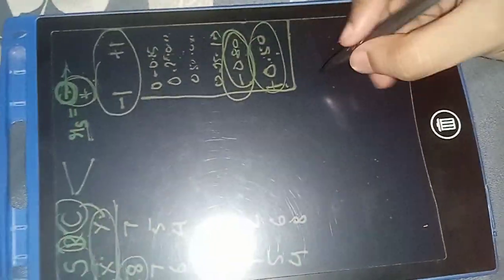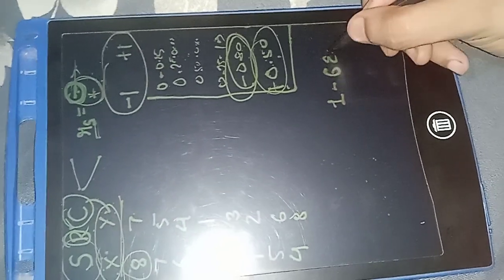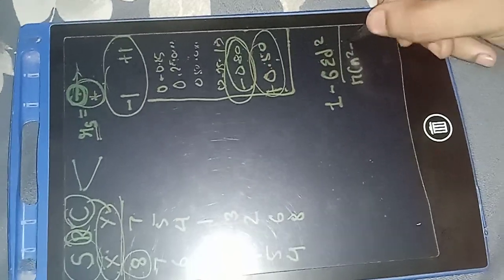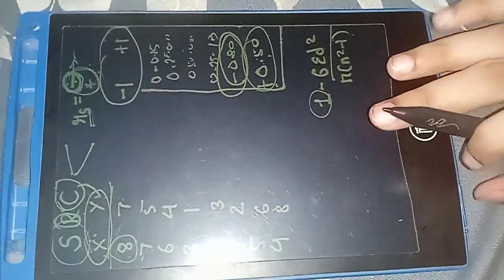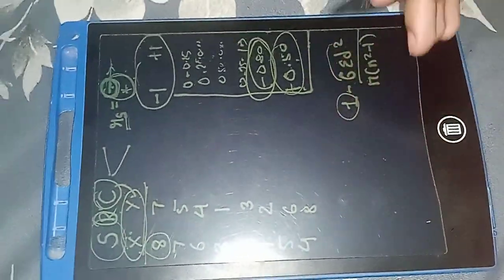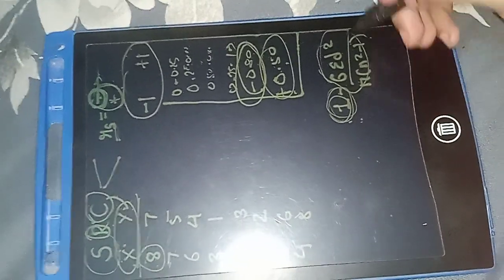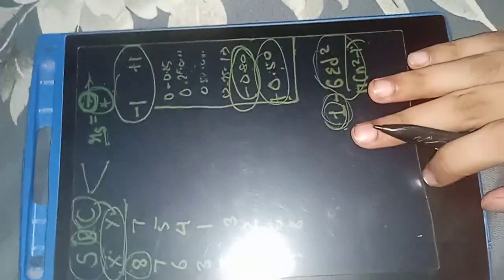Now let's calculate. What is the formula? The formula is 1 minus 6 sigma d square upon n times (n square minus 1). Do not forget this one. I have this habit of solving everything and then forgetting to subtract the value that I get from here from 1. Do not forget it.